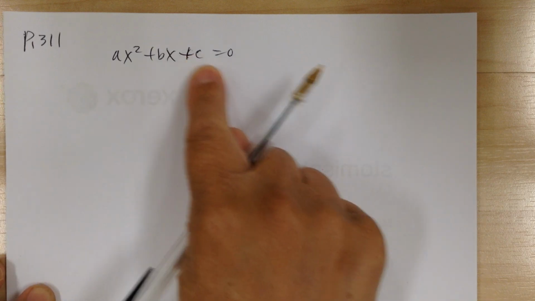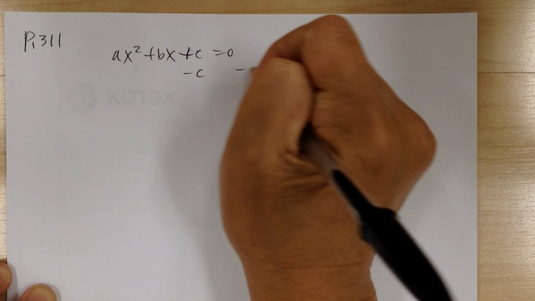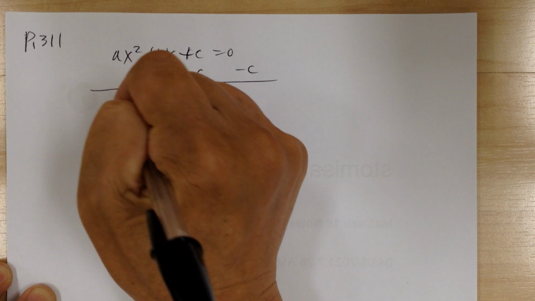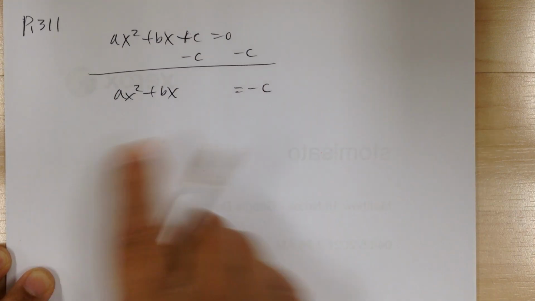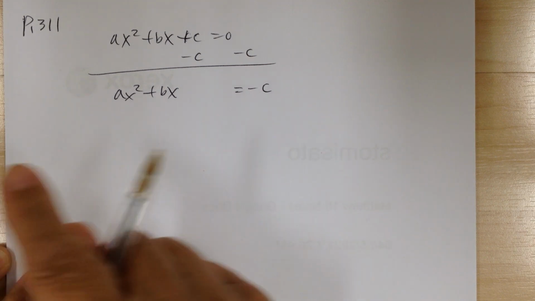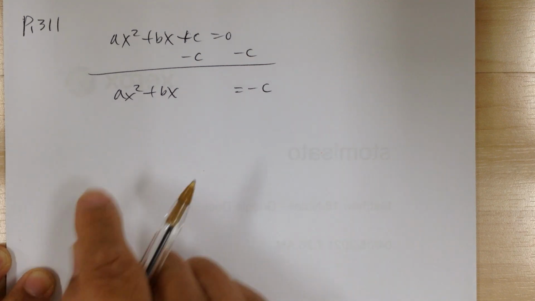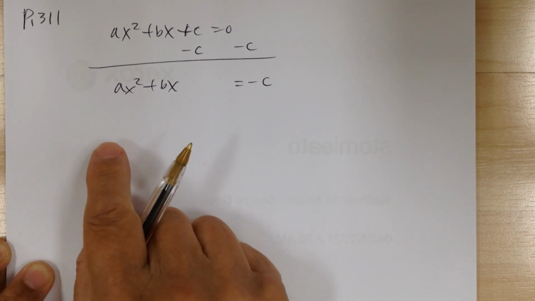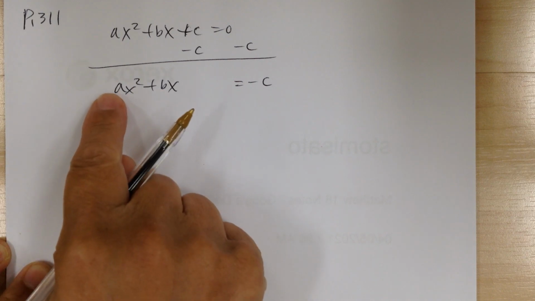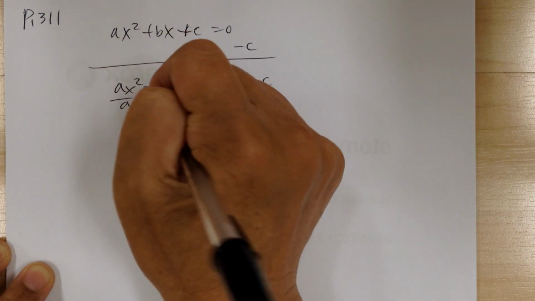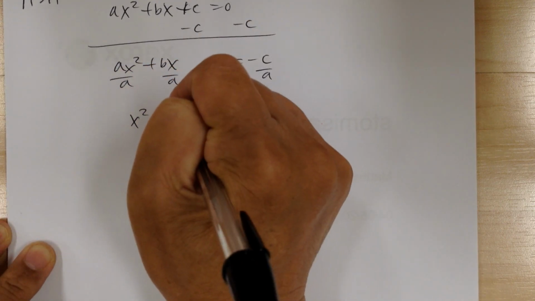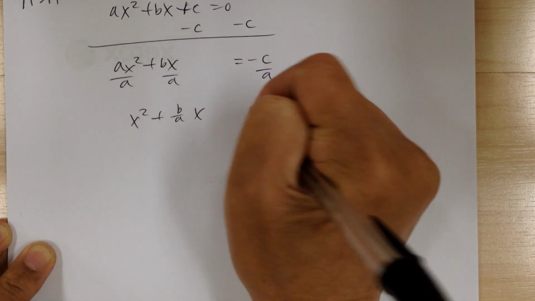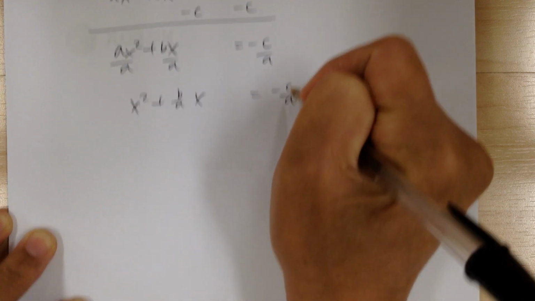So first we need to move this number out of the way, so minus c on both sides. So we get ax squared plus bx equal to negative c. Again, all of this is the exact same step as what we did in the previous lesson to complete the square. Next we have to get rid of this number, so we divide by a. So we get x squared plus b over a x equal to negative c over a.